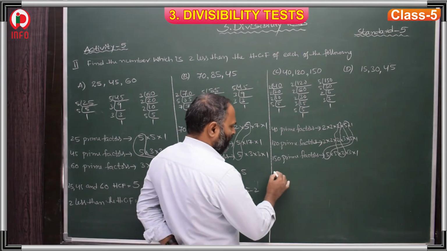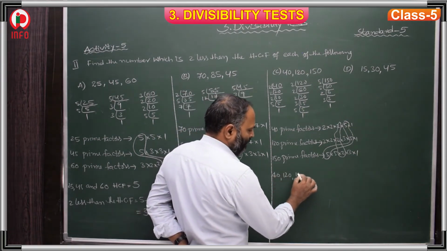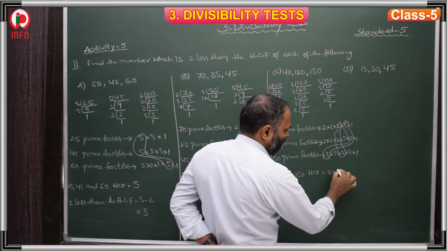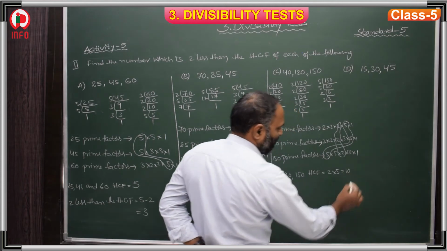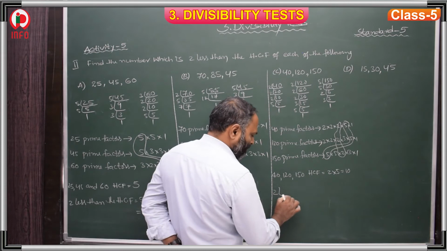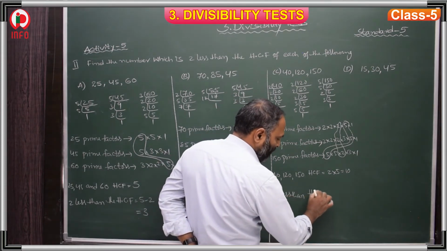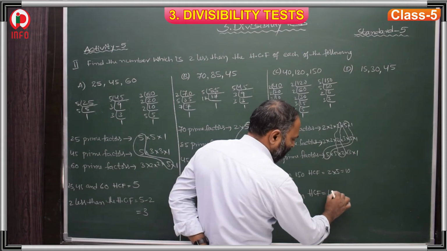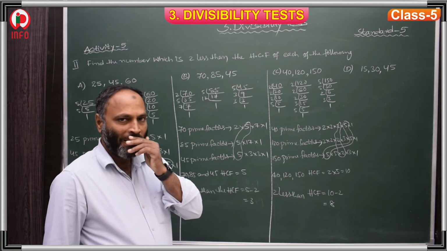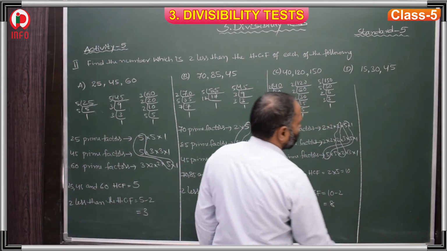Then 40, 120, 150 HCF is equal to 2 into 5. That is 10. 2 less than the HCF is equal to 10 minus 2, that is 8. That is 8.